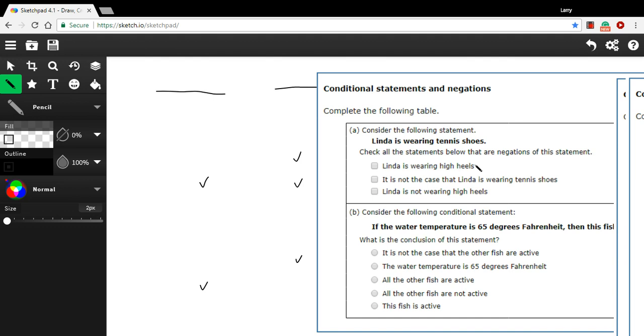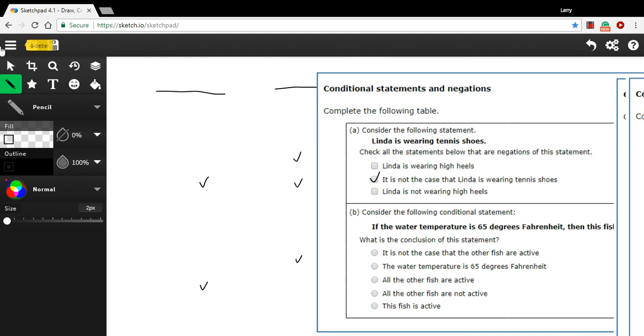If you're more creative, you might be able to think of a situation where both of these are true. What if she's wearing something called high-heeled tennis shoes? Maybe those haven't been invented yet, but you could invent them. So this is not a negation. And then we have the language, it is not the case that Linda is wearing tennis shoes. That is a negation. And the phrase, Linda is not wearing high heels, that's not a negation of Linda is wearing tennis shoes, because they could both be true at the same time.